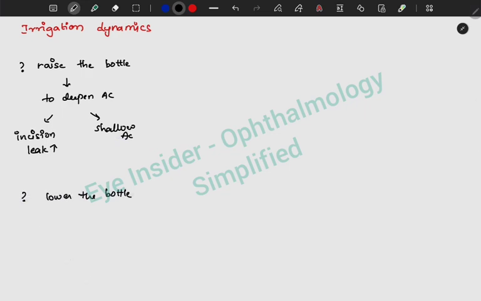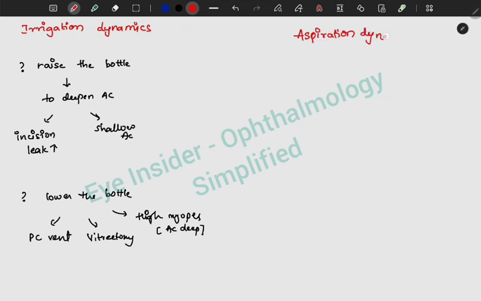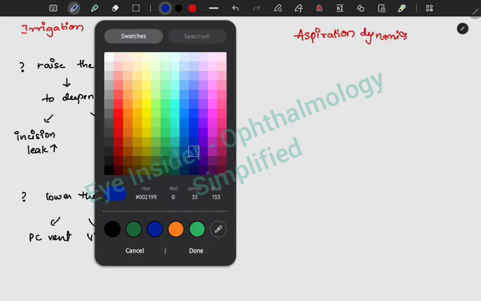And then when should we lower the bottle height? It should be lowered in case of PC rent and when we are performing vitrectomy, and also in case of high myopes who already have a deep AC. Right, so this was regarding irrigation dynamics, when we should raise and lower the bottle height.